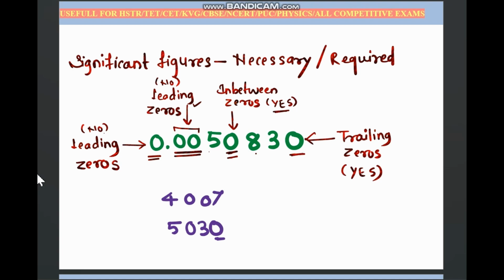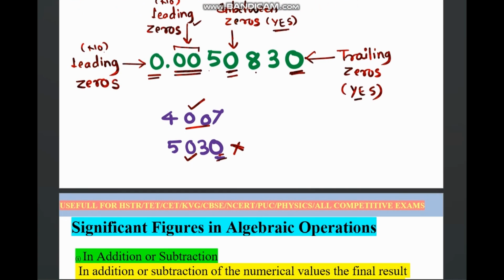Now, this ending zero, the trailing zero, is significant only in a decimal, but this trailing zero is not significant in a non-decimal number. I will take this 4007. These two zeros are significant. But in this 5030, this in-between zero is significant, but this trailing zero is not significant. So in a decimal, the trailing zero is significant, but in a non-decimal, the trailing zero is not significant. This is a very useful example for our examination purpose.